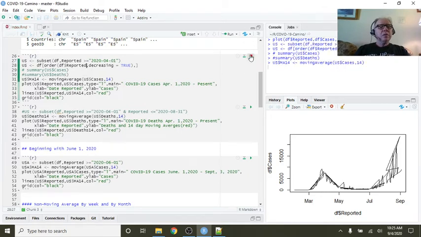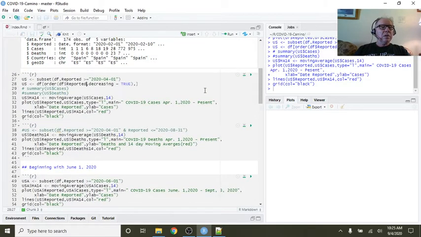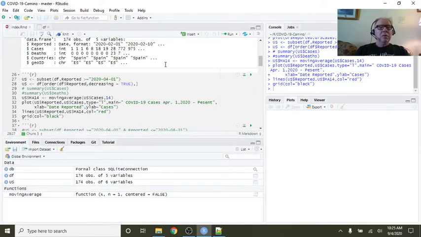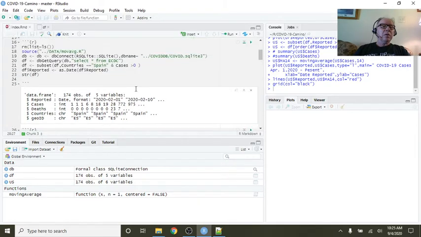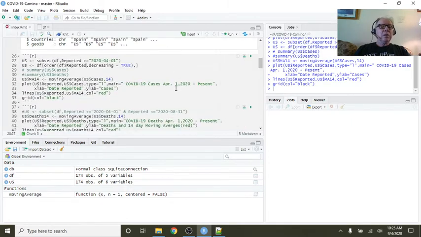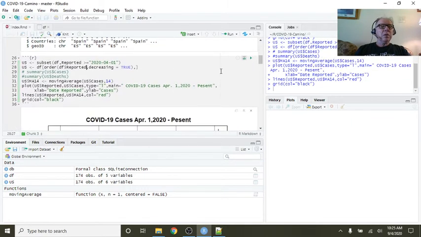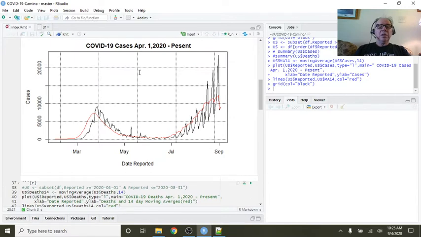See how this works. Interesting. So that was the problem. Note to self, don't forget to sort the data.